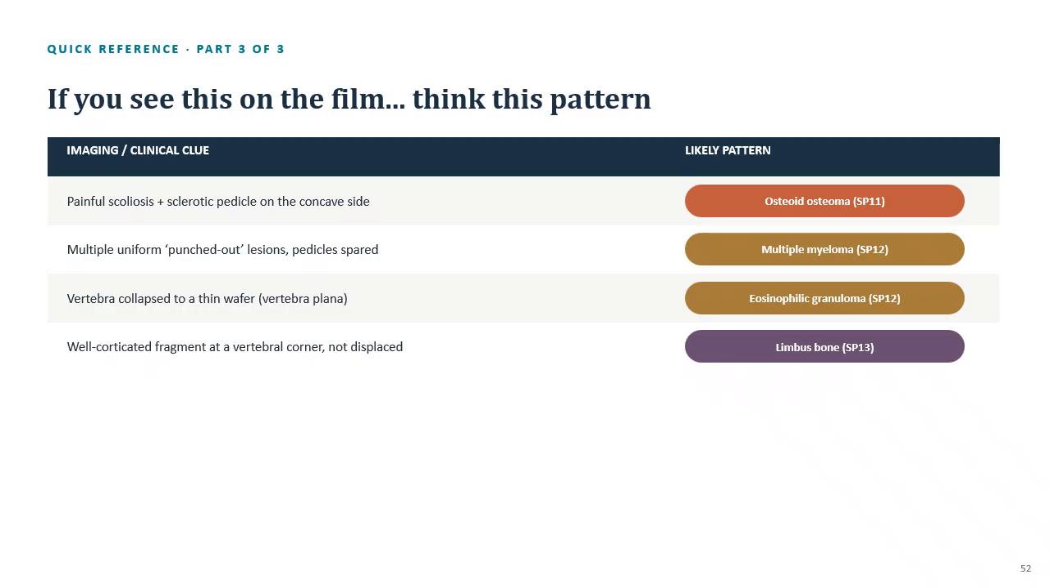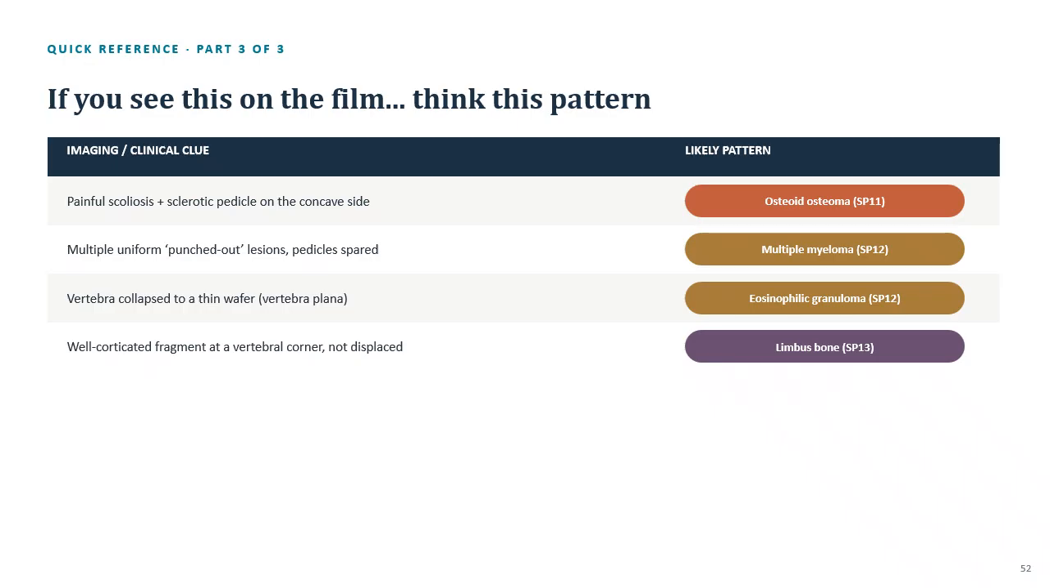And last but not least, if they're looking at a piece of bone or like a bone fragment at the corner of a vertebral body, it's very well defined. It's, I'll say, an older type of fragment, they might consider limbus vertebrae. So basically, it's not a new fracture. It's like a chronic issue or chronic developmental problem that the patient has.